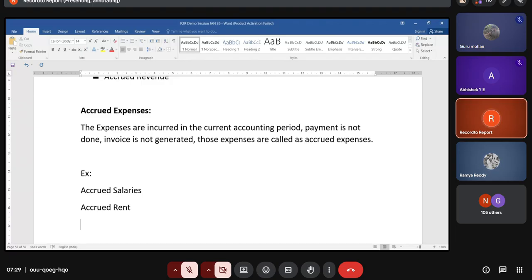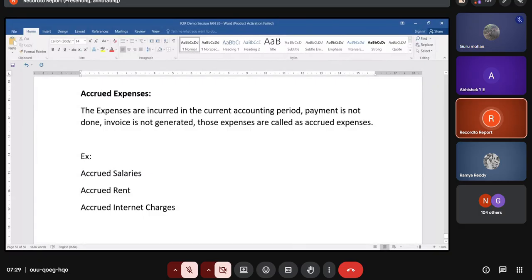Is it possible? No. So that's the reason they will generate the bill on the second or third of every month. Okay, but that internet expense is related to which month? Last month, the previous month. If you do not record it in the last month, what will happen? The profits are overstated, expenses are understated. So those types of expenses are called accrued expenses, guys.